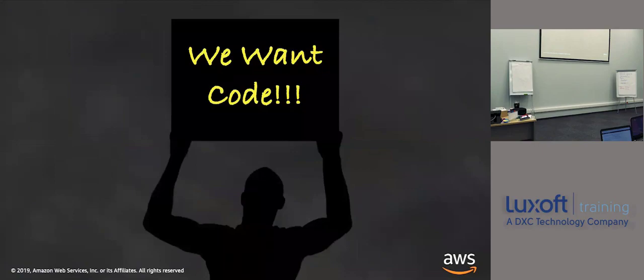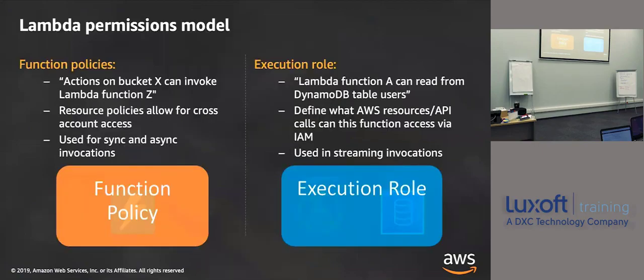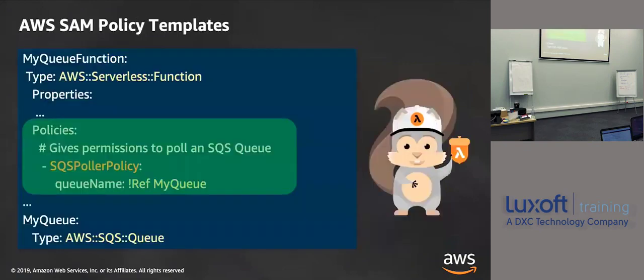We'll come back to an example a little bit. Okay, so the lambda permissions model, we talked about this already. I don't think I need to go any further than this, but basic idea is understanding the function policy and the execution role. Okay? All right, so SAM template policies.